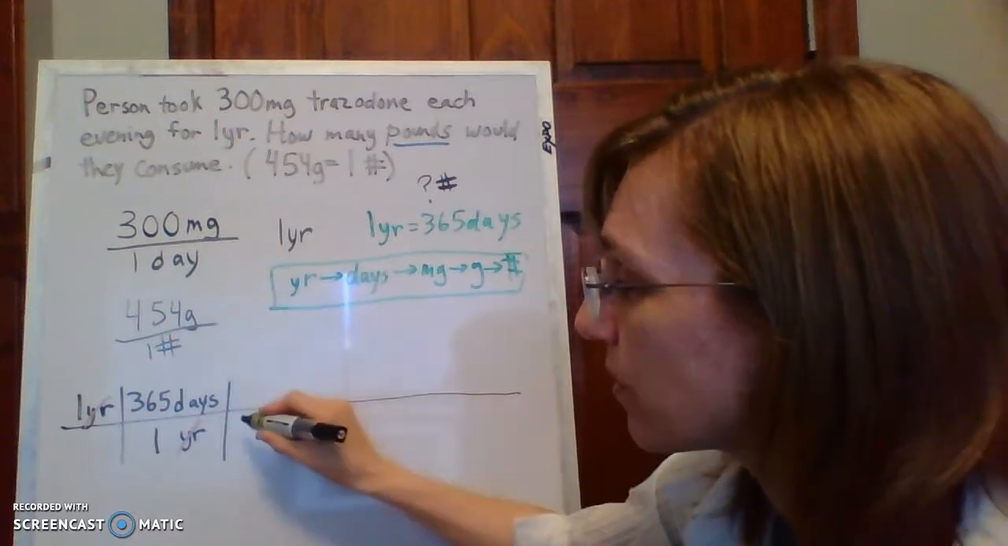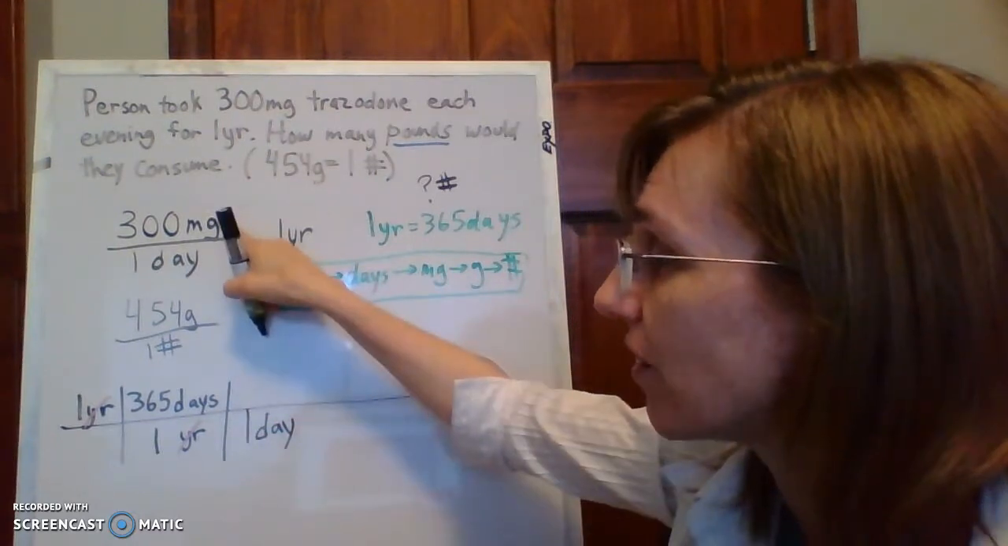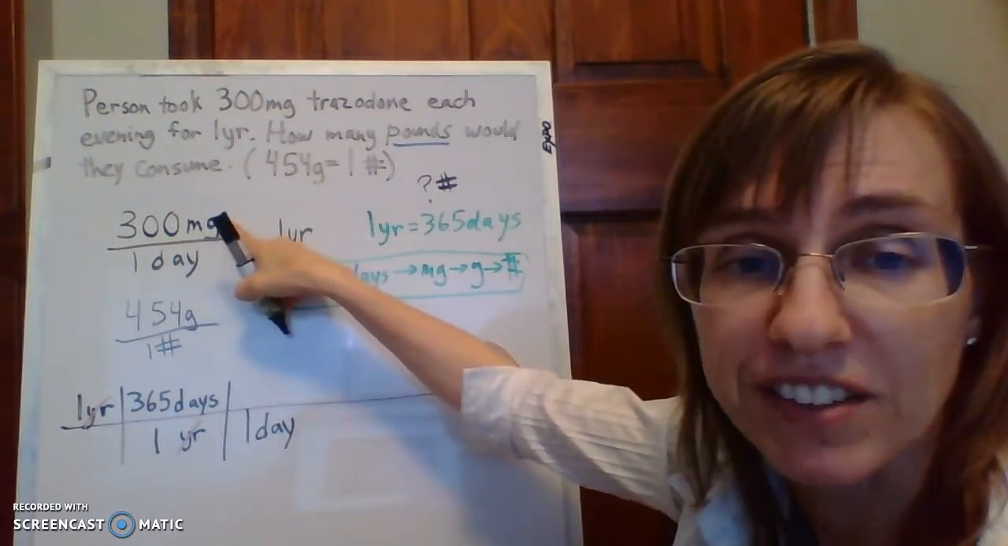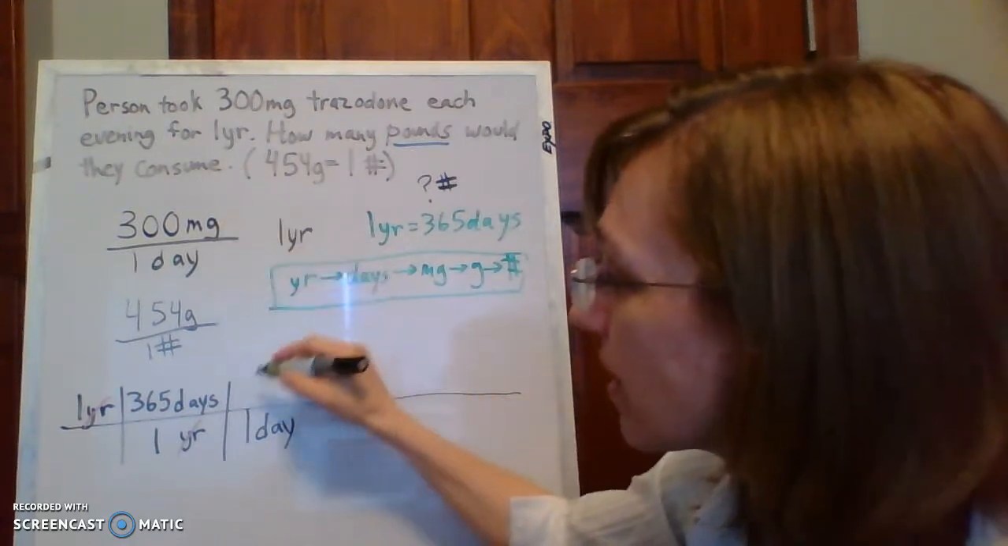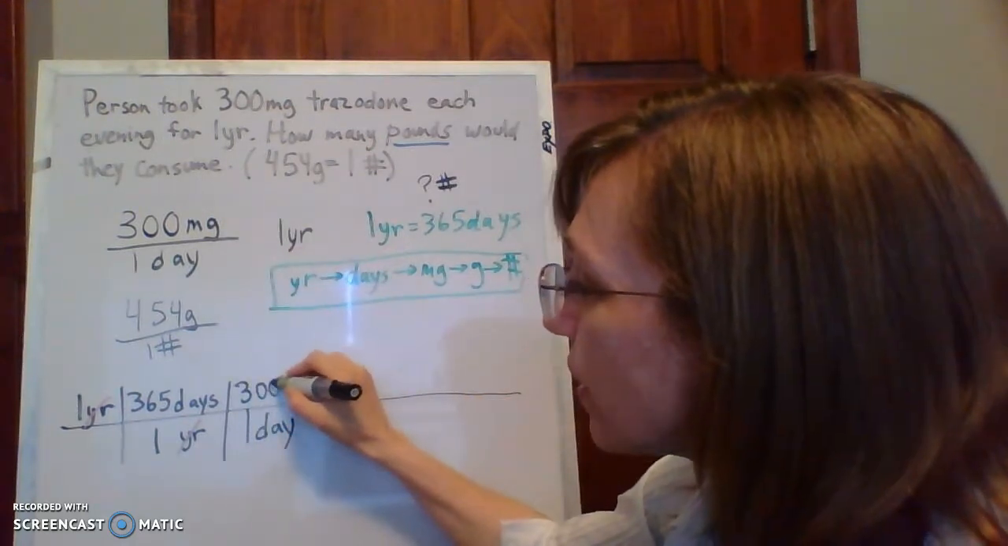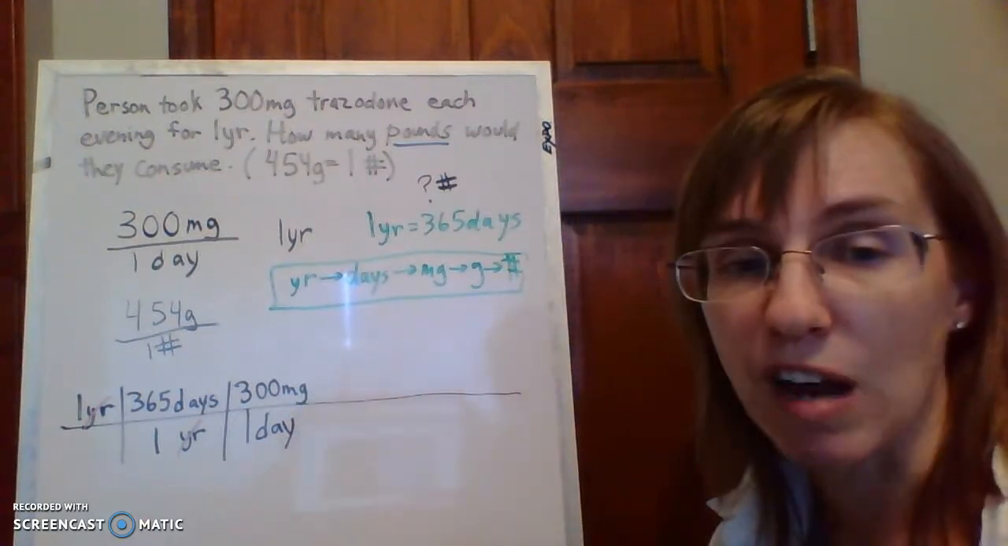And from our conversion factor, we see that there's 1 day. Now, what's on the other side of the line, we put on the other side of the line. So we have 300 milligrams, 300 milligrams. That goes on top.